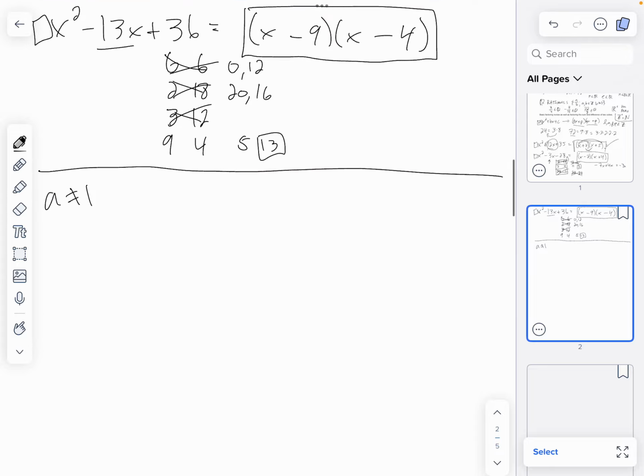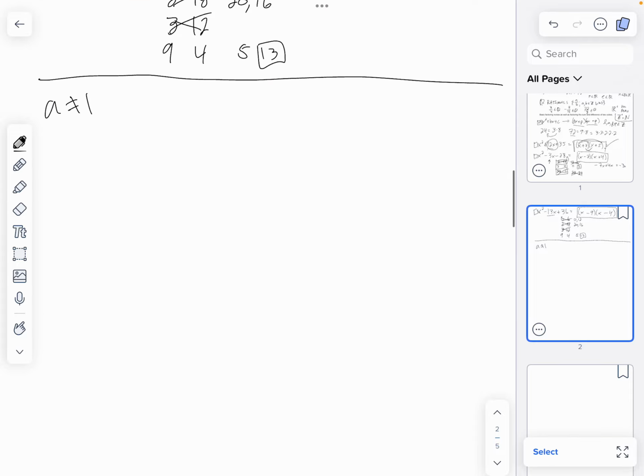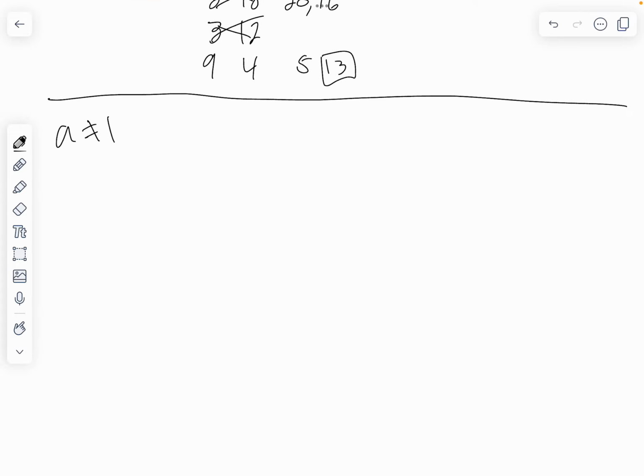All right. So if a is not equal to 1, things get a little bit more tricky. So let's take a look. Let's try 20x squared plus 19x plus 3. This is still not too hard, but it's not easy. The reason this is harder is because now I need to make a 20x squared.